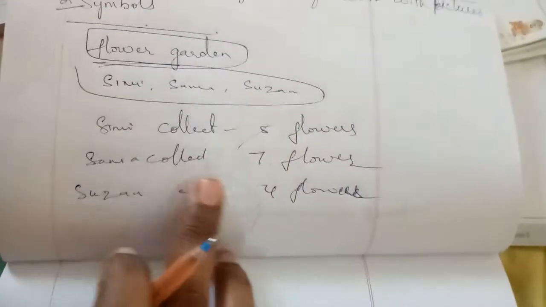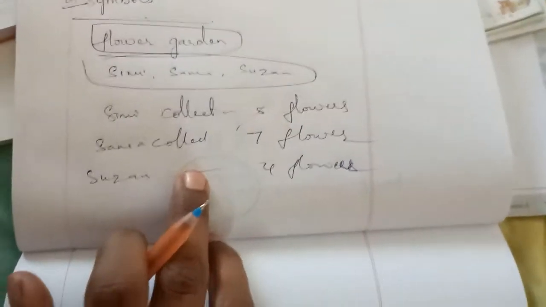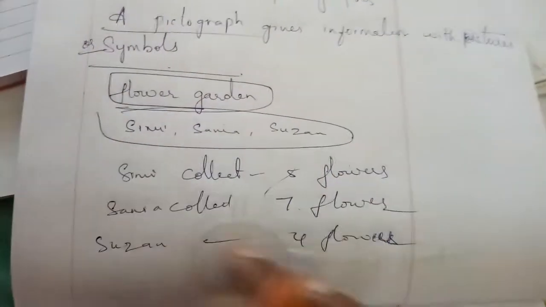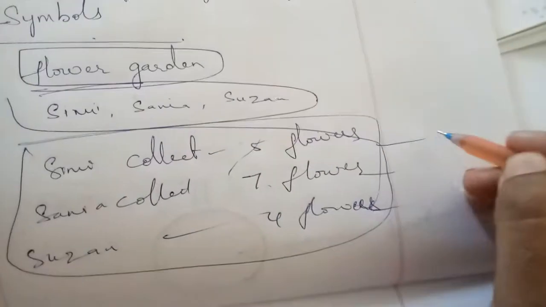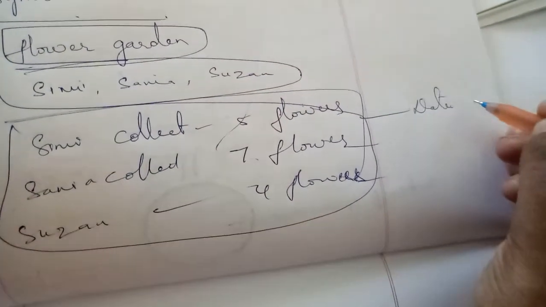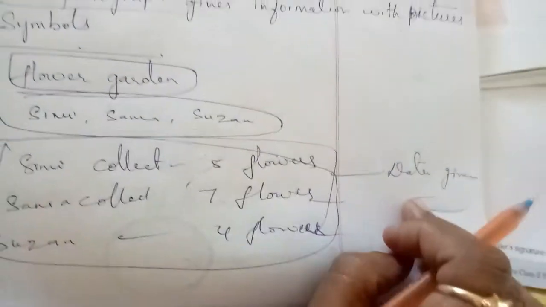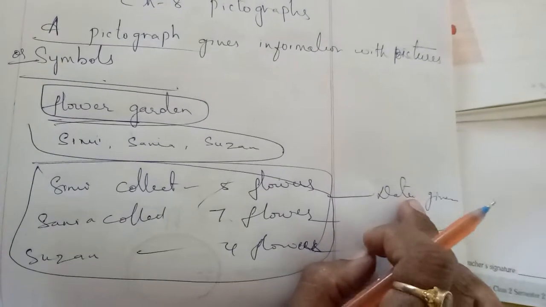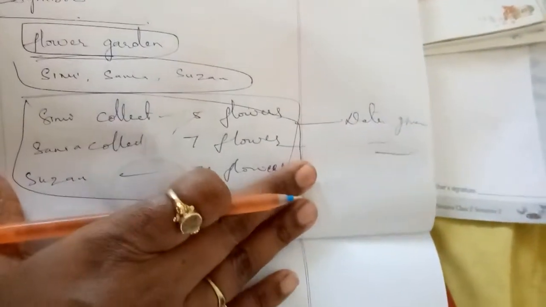When we write the number of different objects in a group, we call it data. What do we call this? This is called data. This is the data given in the flower garden.